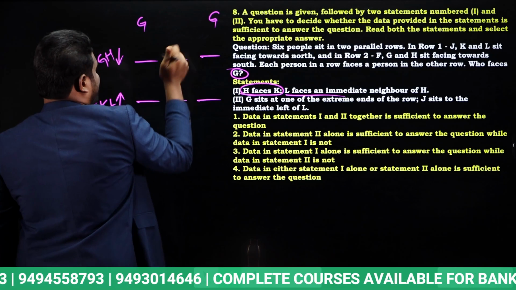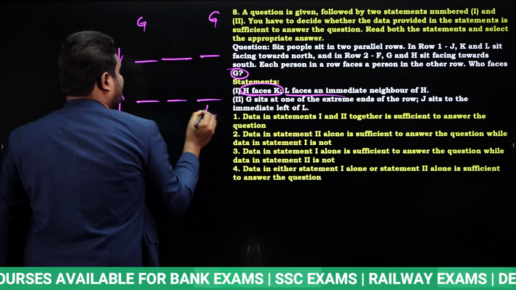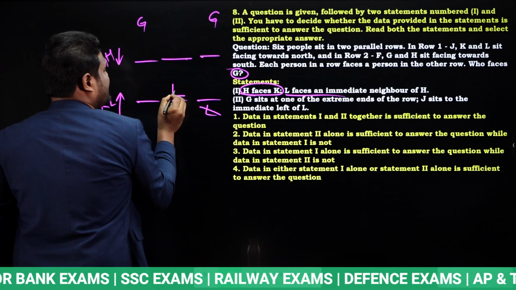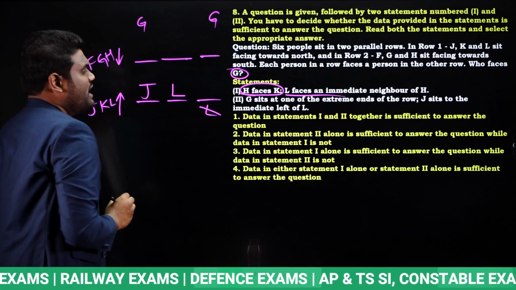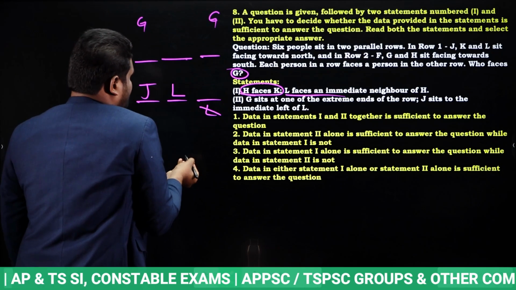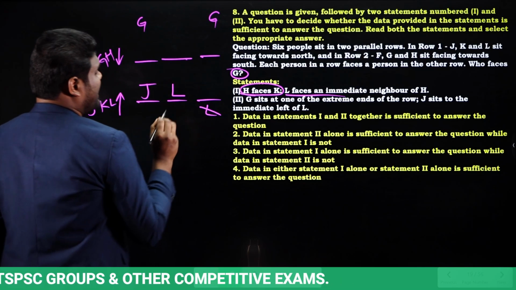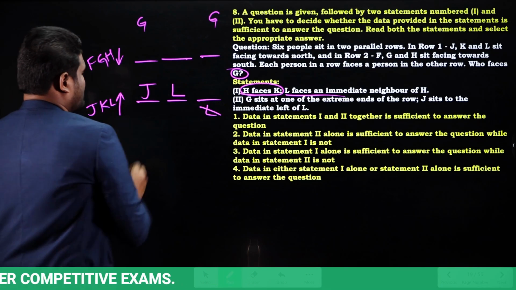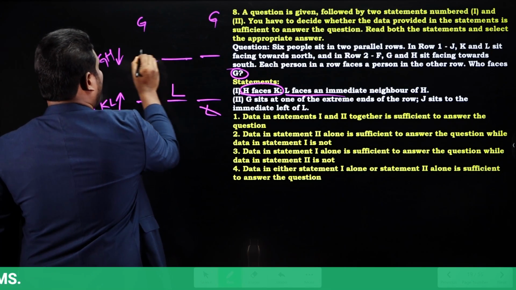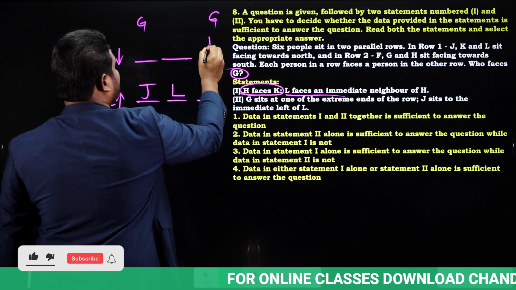If JL can't sit here, H also can't sit here. So the other possibility of L sitting is, if L can't sit here, L can sit here. If this is L, this should be J. Yes or no? J sits immediate left of L. Now according to the question, what is it saying? L faces an immediate neighbor of H. Now H can't sit here. Why? Because H's opposite is K. So definitely H should sit here.